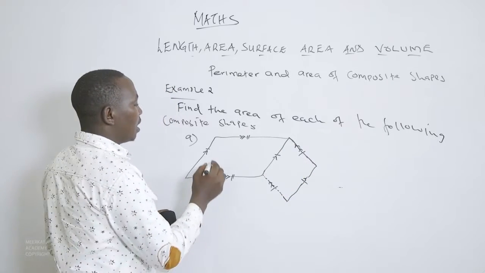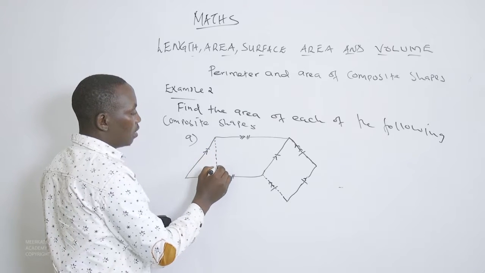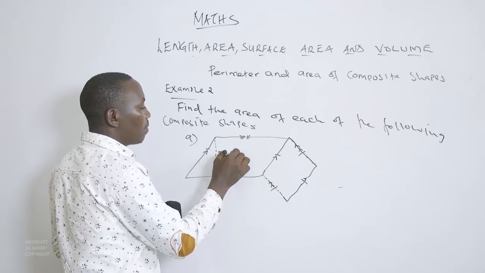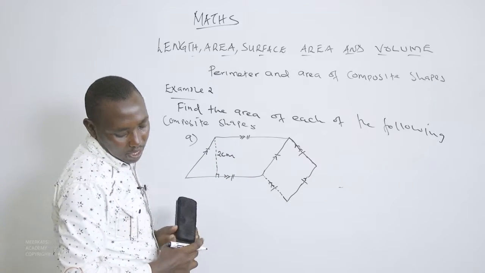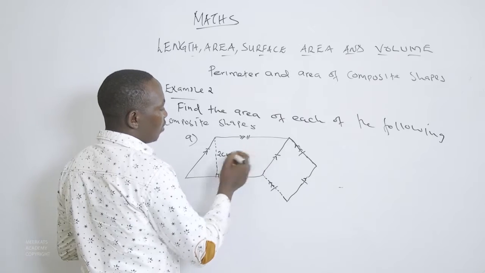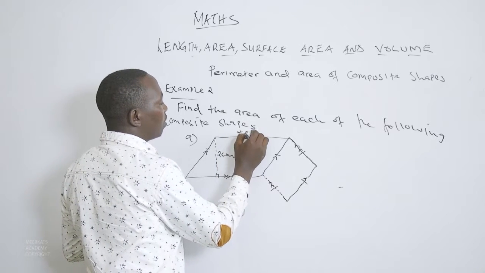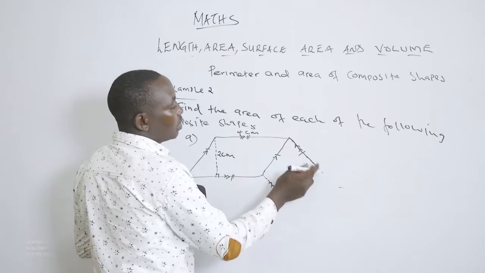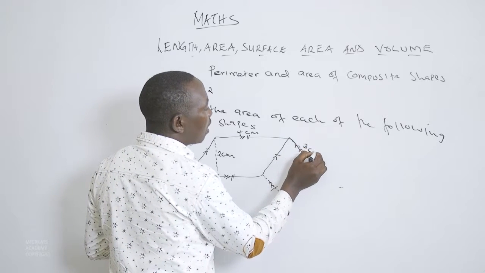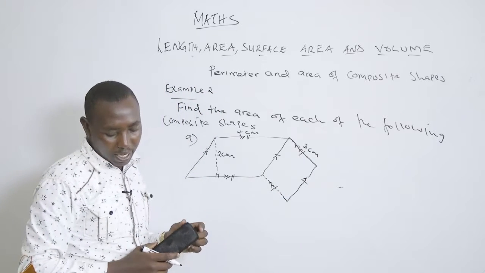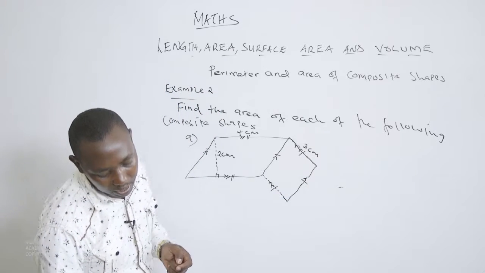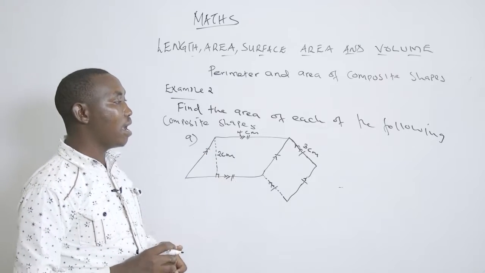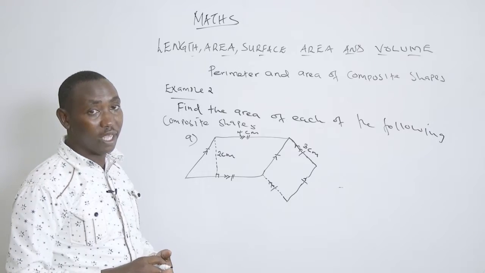We are told that the height of this parallelogram is 2 centimeters, and that the length or the base is going to be 4 centimeters. We are told that this square is measuring 3 centimeters by 3 centimeters. The question is, we find the area of this particular composite figure.